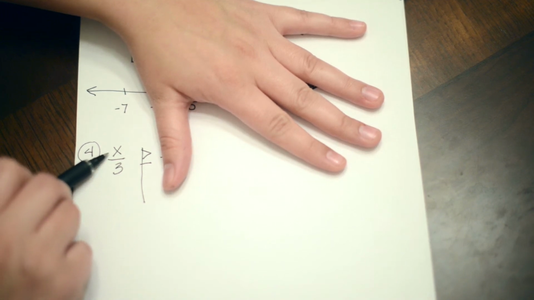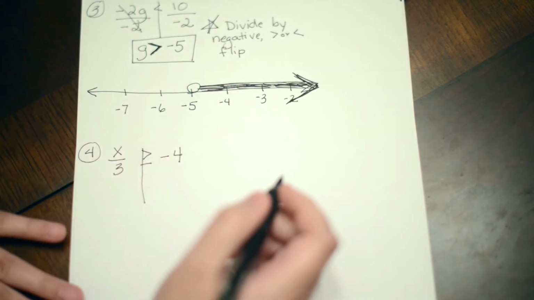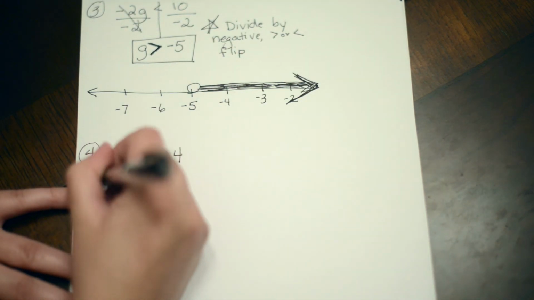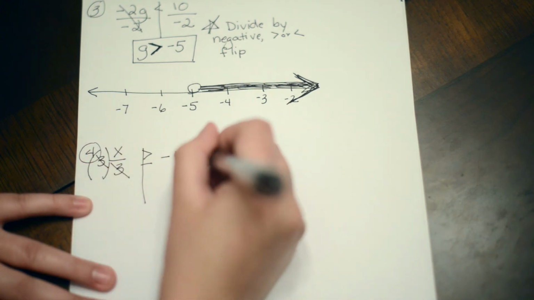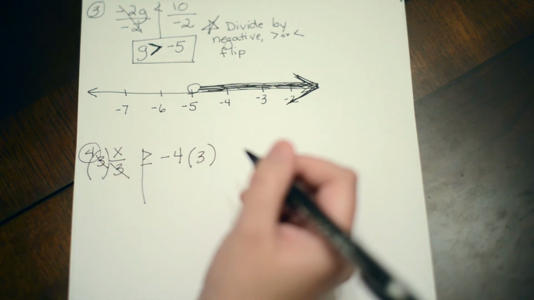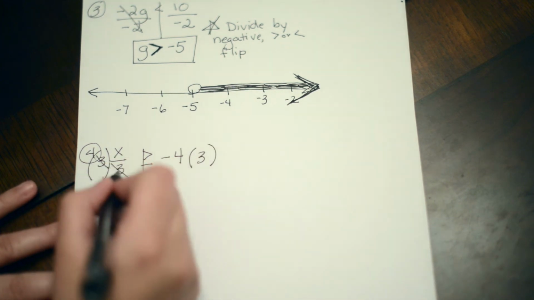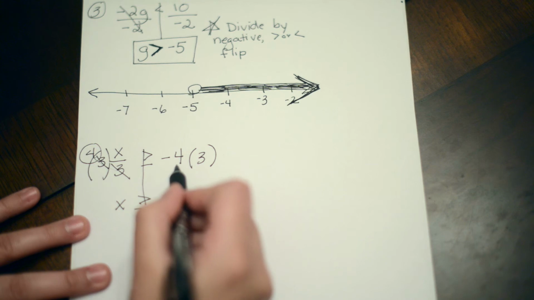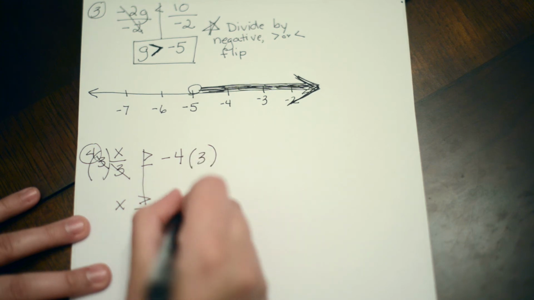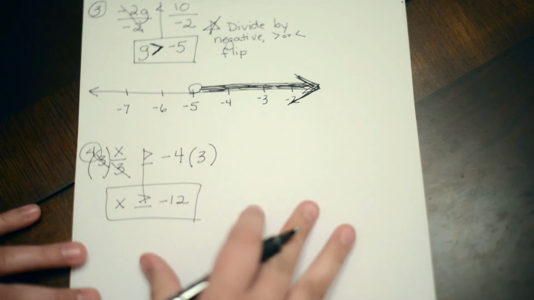So originally, x is divided by 3. What's the inverse of division? Multiplication. So what you're going to do is you're going to multiply both sides by 3. And when you multiply both sides by 3, you end up canceling here and you leave it as x. And you leave your inequality the same, and now you're going to do -4 times 3, which gives you -12. So your solution is x is greater than or equal to -12.